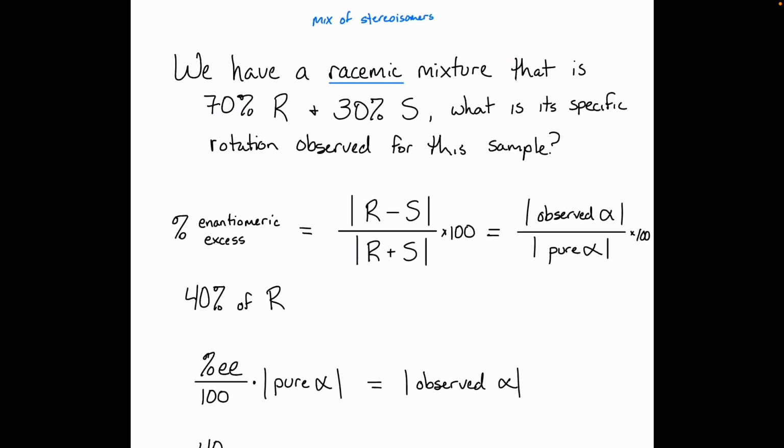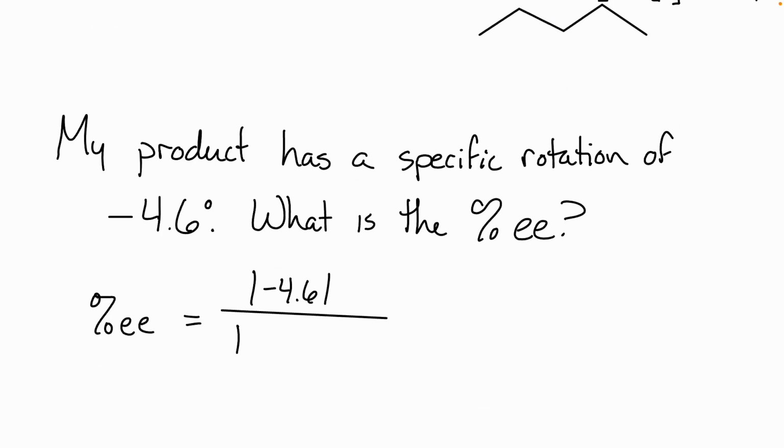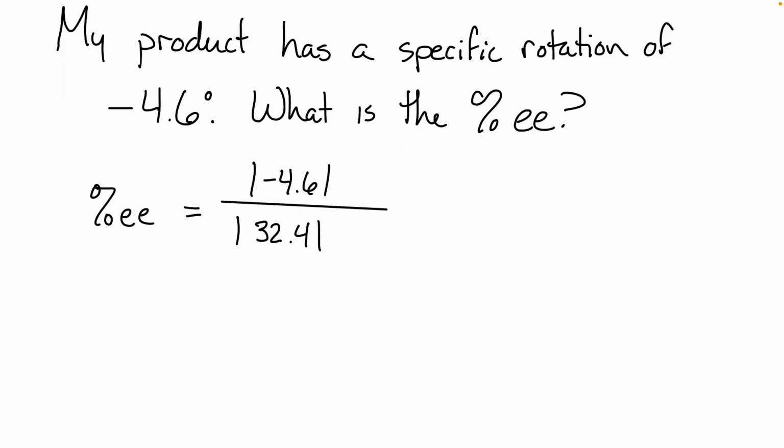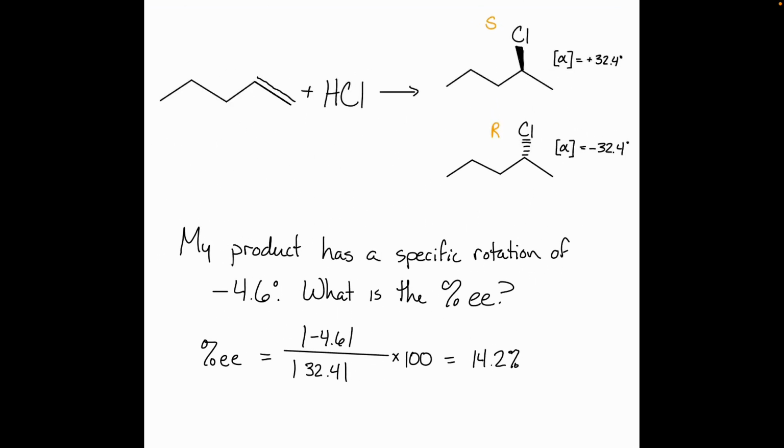All right, so if we look at our formula here, our enantiomeric excess is the observed specific rotation divided by that of the pure, times 100. So my percent EE is the absolute value of that 4.6 divided by the absolute value, which really just makes it positive, right? The absolute value of my 32.4, times 100. I see that I have an enantiomeric excess of 14.2%. Of which one of these two isomers, the R or the S?